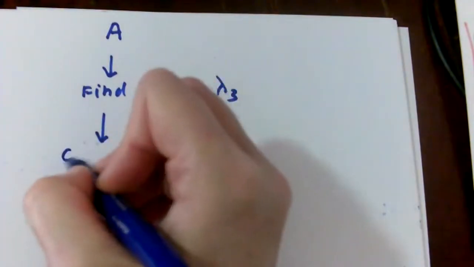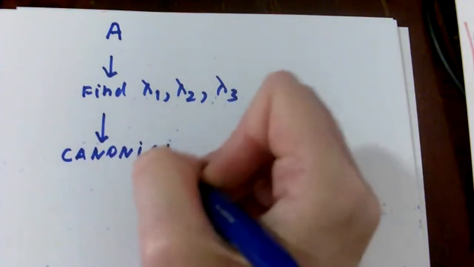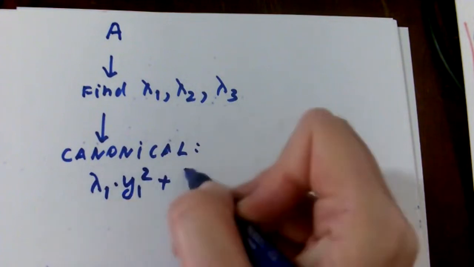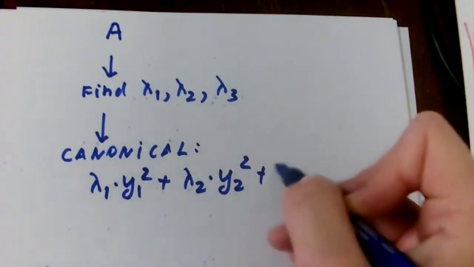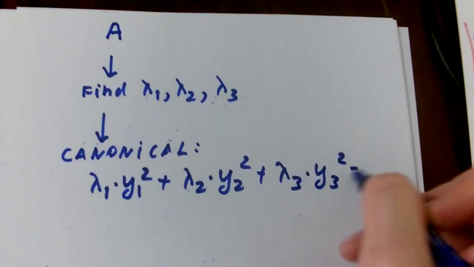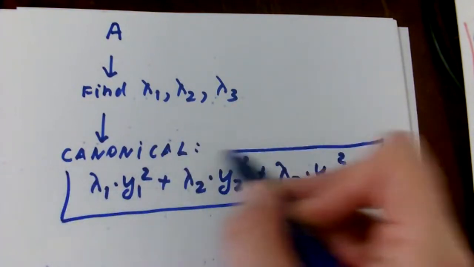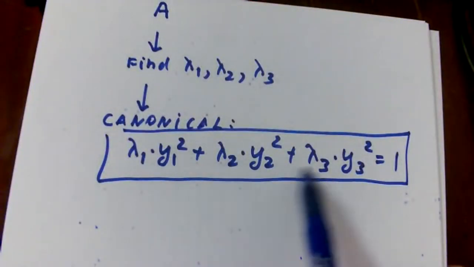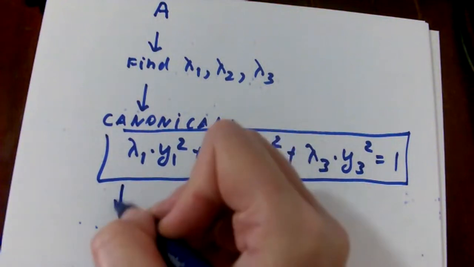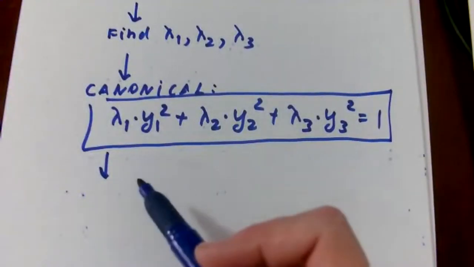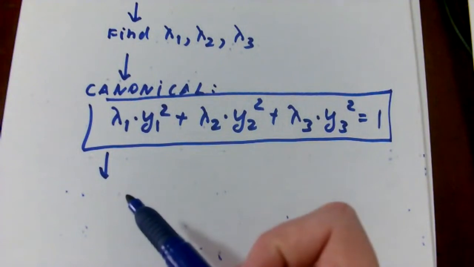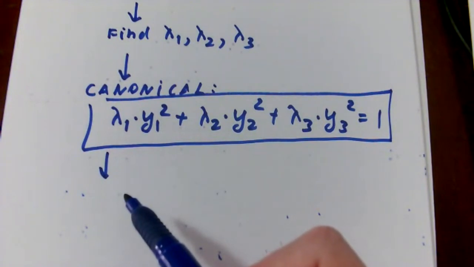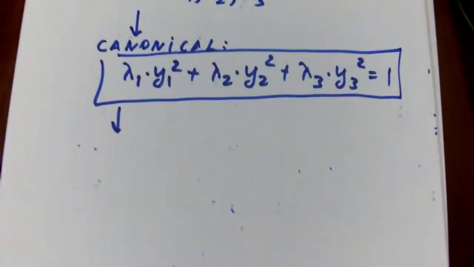The next step: after this you're ready to find the canonical form. It will look like lambda 1 y1 squared plus lambda 2 y2 squared plus lambda 3 y3 squared is equal to 1. So this will be our canonical form. Looking at it, you can immediately determine which type of surface is determined by this equation. But it's not the end of the task, unfortunately, because you are always asked to give the relationship between the new coordinates, y's, and the old coordinates, x's. That is why you will need to go further.